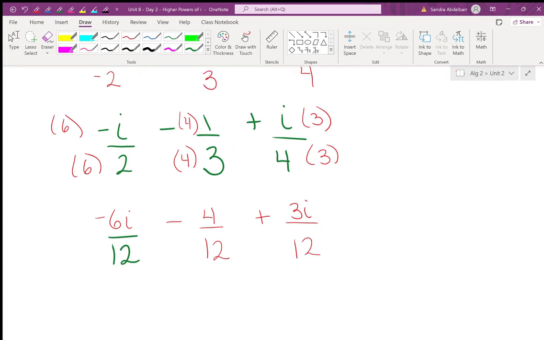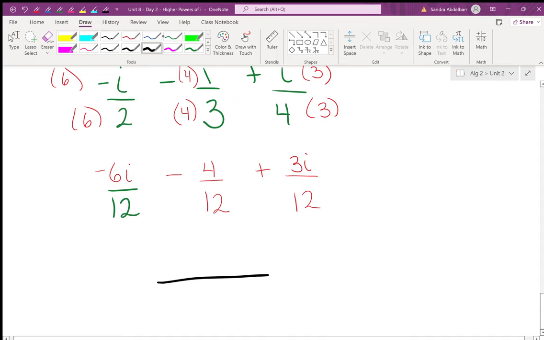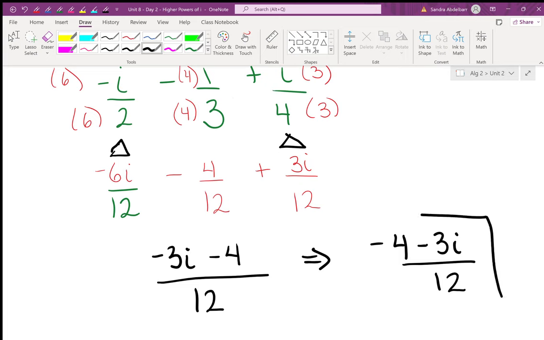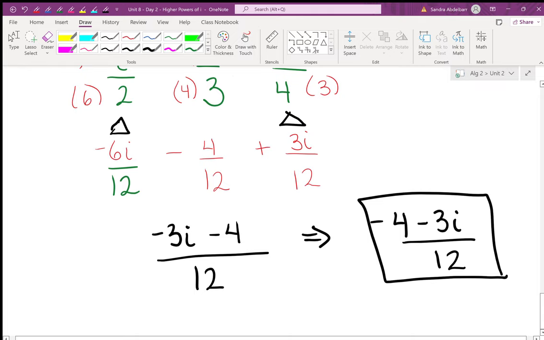Now that we have a common denominator, I can leave the denominator and add the numerators. So I have a negative 6i and a positive 3i, which gives us a negative 3i, and then we just have our minus 4. It does not matter if you want to write negative 4 minus 3i or negative 3i minus 4. It's all the same. All right, next one.